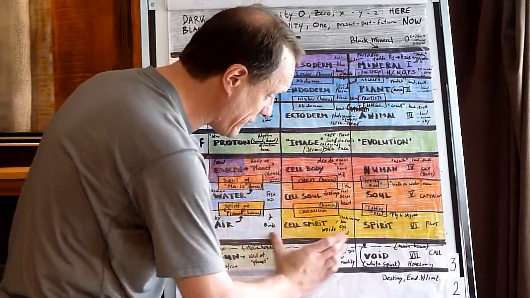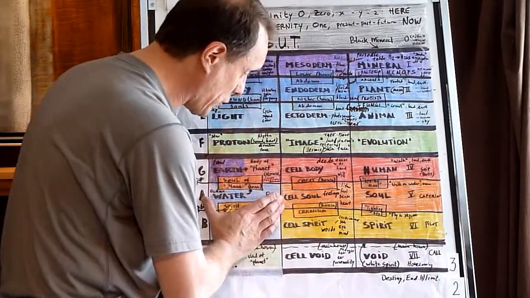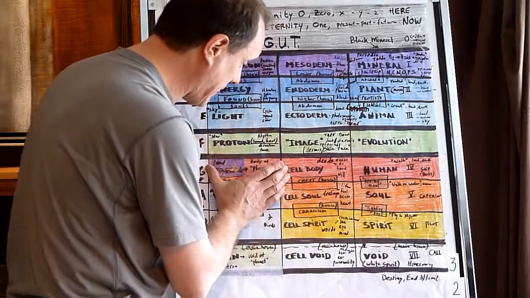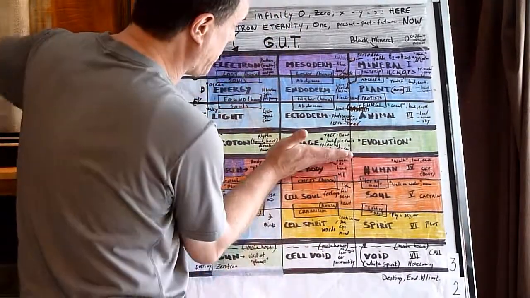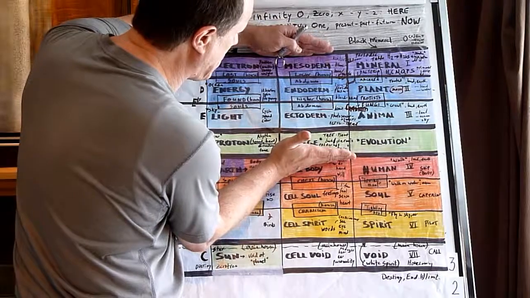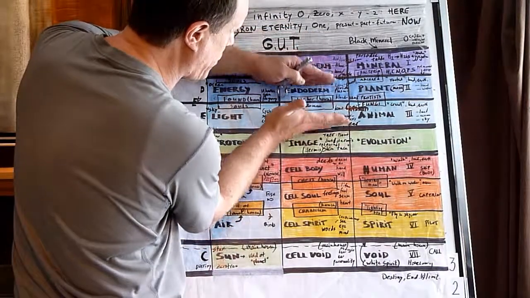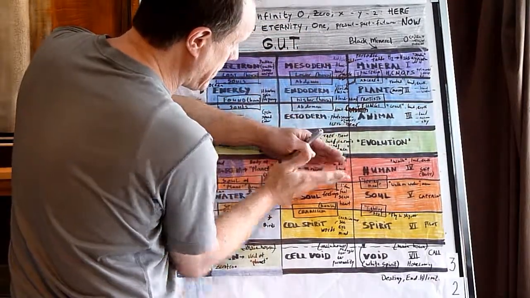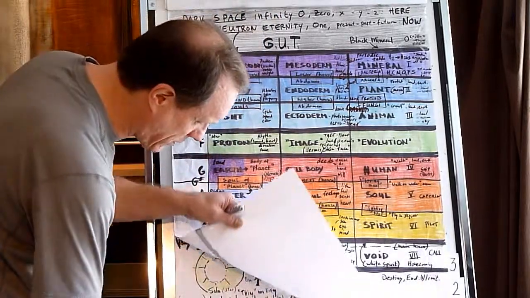Now, the air gives you the cell spirit, the water gives you the cell soul, and the earth gives you the cell body. When I put the mesoderm and the endoderm and the ectoderm and the image, when I put those all together, I create the cell body. So I'm going to show you that right now.